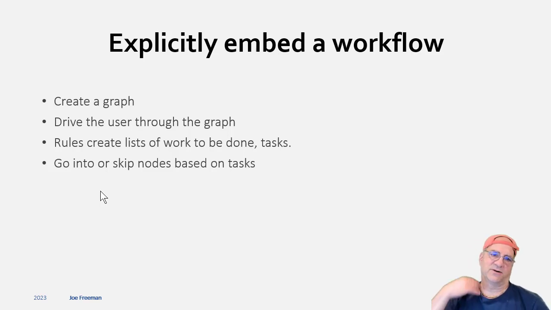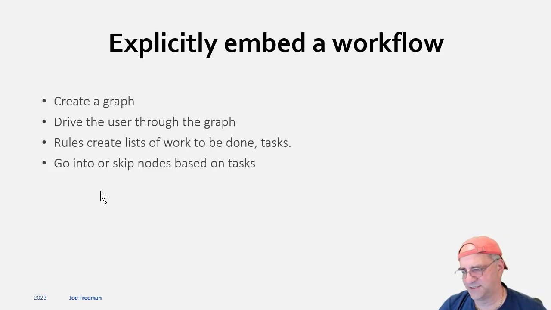So what we're going to do is create a graph. We're going to drive the user through the graph. We're going to list tasks. We're going to determine which parts of the graph need to be exercised. And we're going to use rules to create lists of work to be done for those tasks. And we're going to go into or skip nodes based on those tasks. But basically, we're going to explicitly embed a workflow.